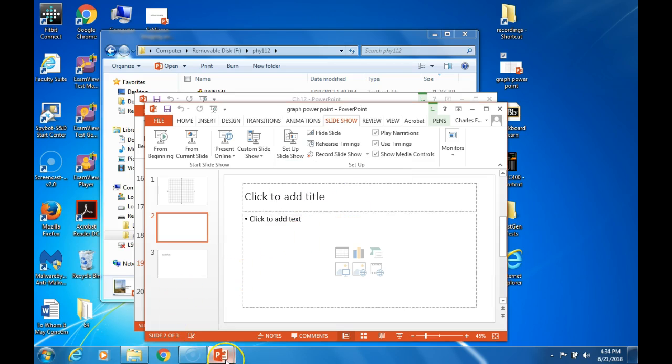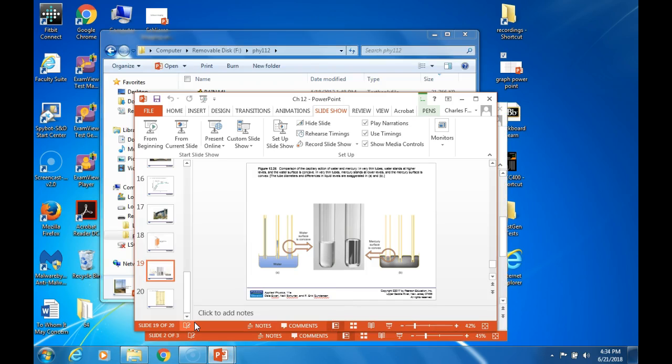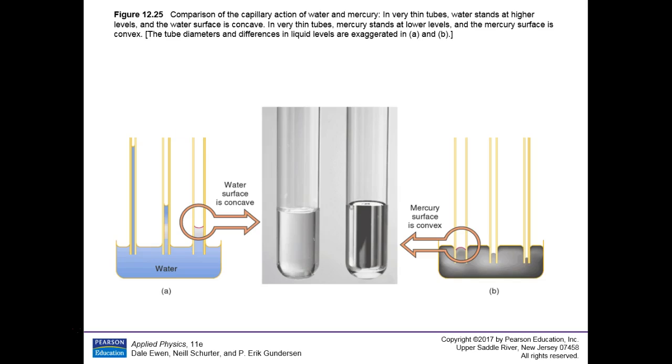And get to this one. Okay. Now, this goes capillary action, and let me get the current slide. Okay.